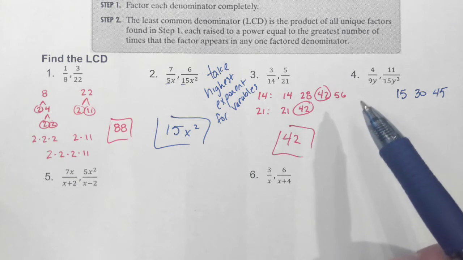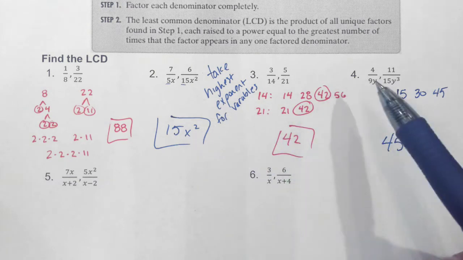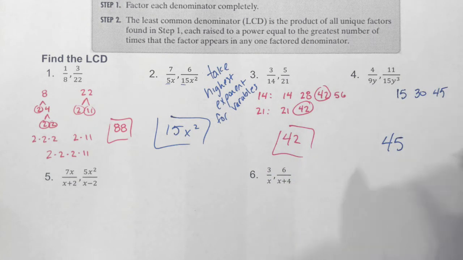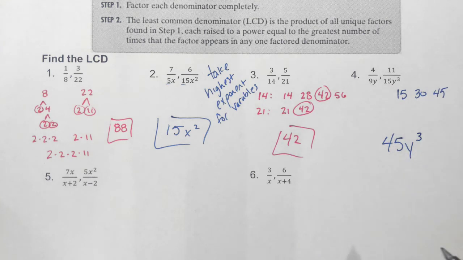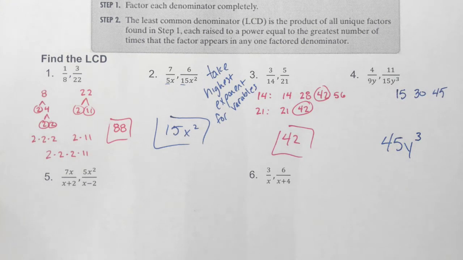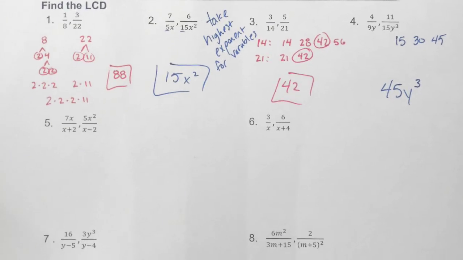And then the variables is the easy part. You take the highest exponent. So between y and y cubed, it would be y cubed. So 45y cubed would be the common denominator, the least common denominator, the LCD.